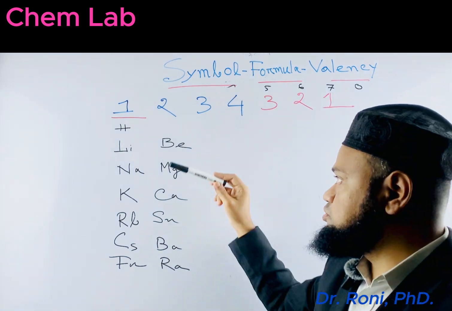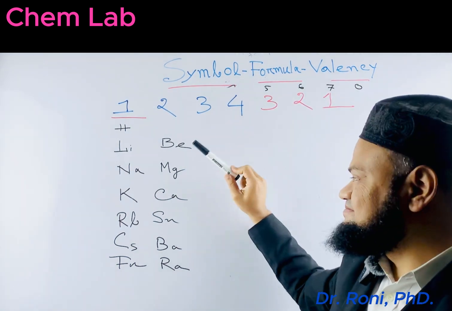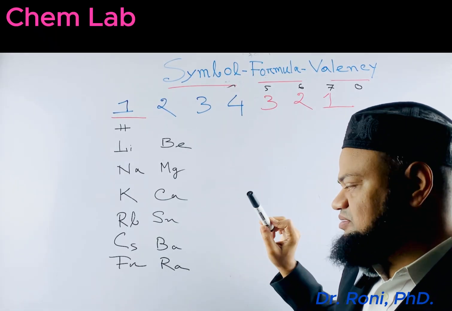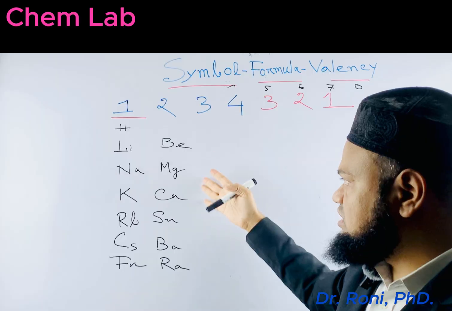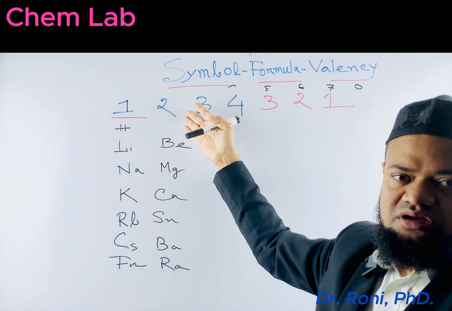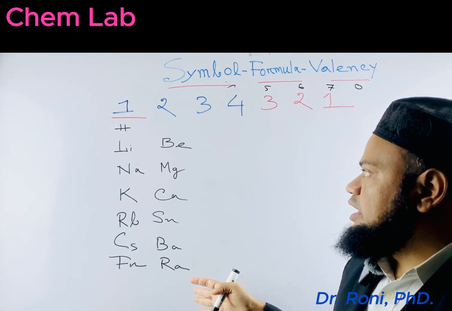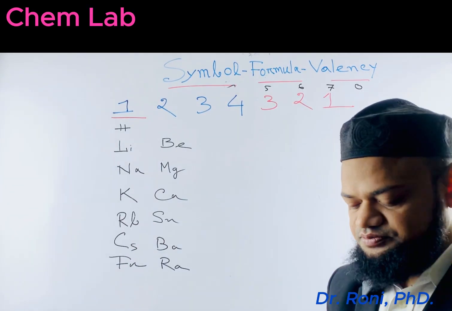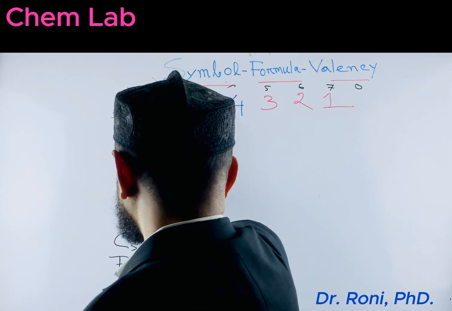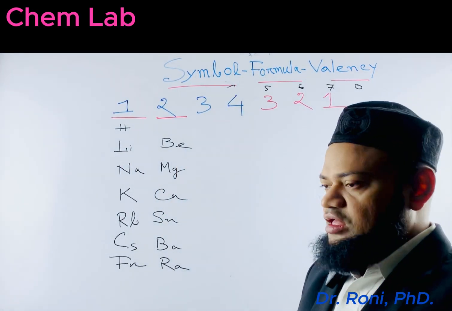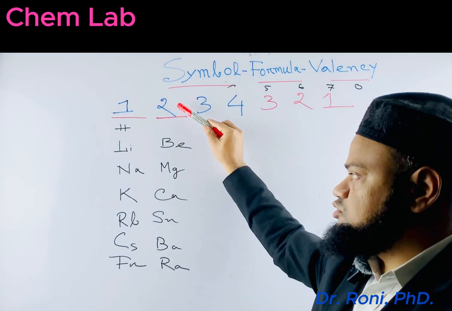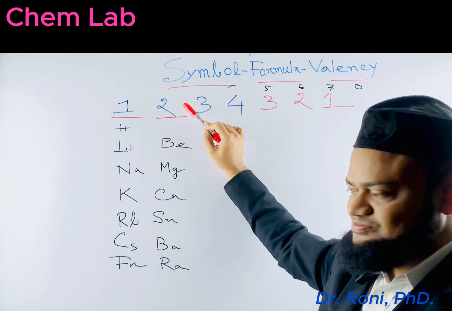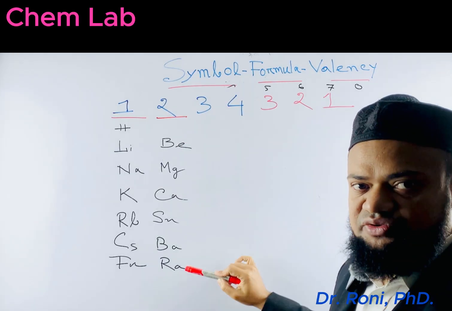So, in group 2, beryllium, magnesium, calcium, strontium, barium, radium. So all these elements are under the column 2. That's why the valencies of all the elements are 2. So valency of beryllium 2, valency of magnesium, valency of calcium, valency of strontium, valency of barium, valency of radium.